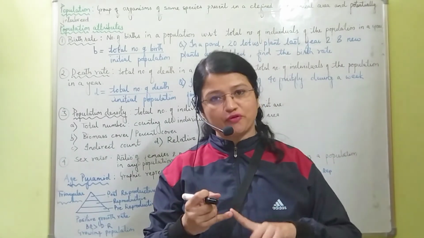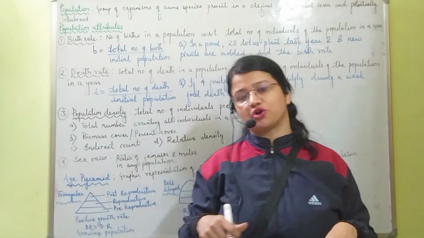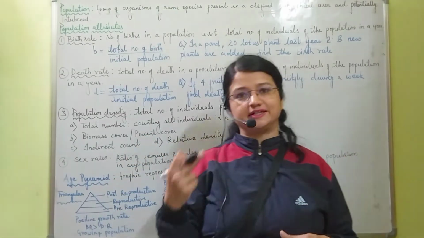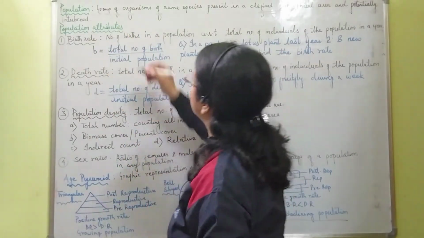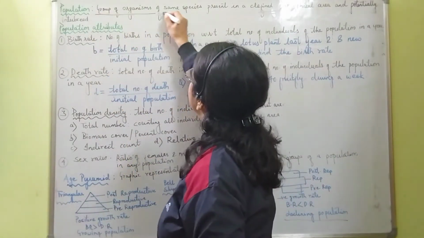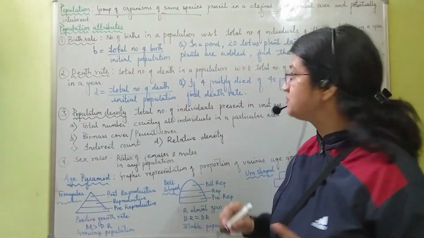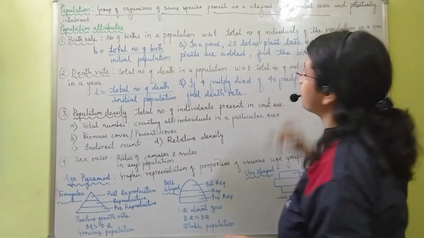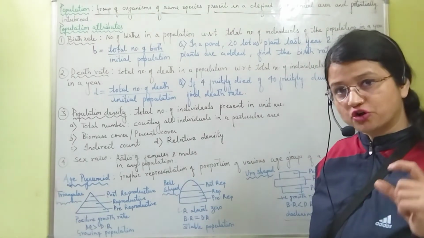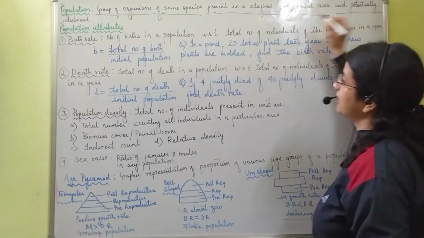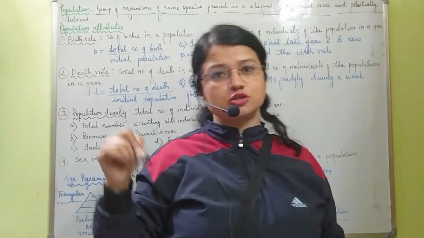Clear? A group of organisms of the same species which are living in a defined geographical area and can interbreed. Clear? So, population means the group of organisms of the same species. First thing, they are present in a geographical area. They are confined to a defined geographical area and they can interbreed. So that group of organisms will be called a population.